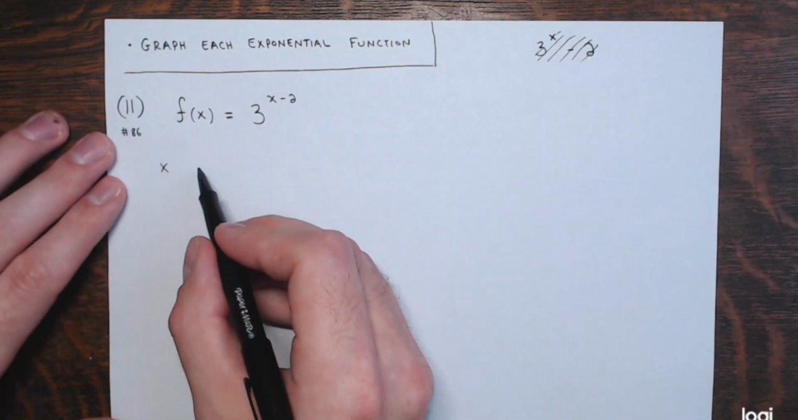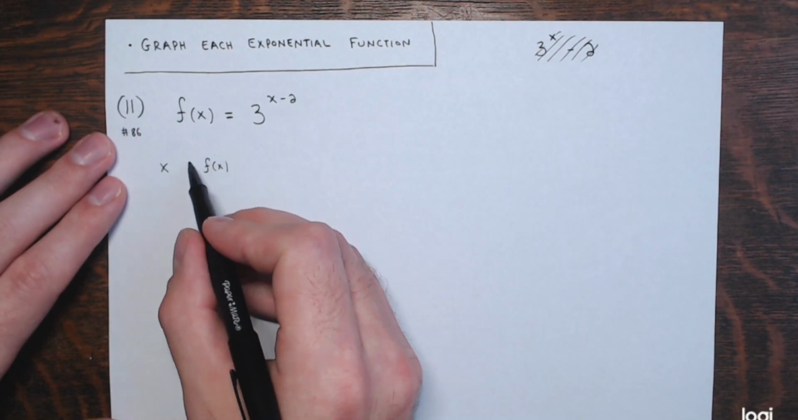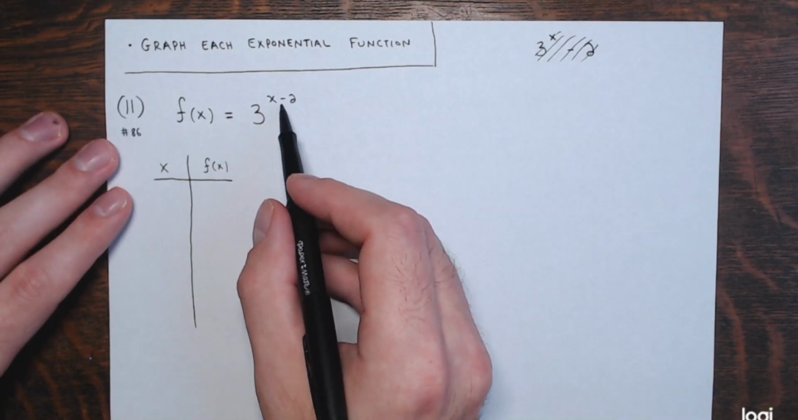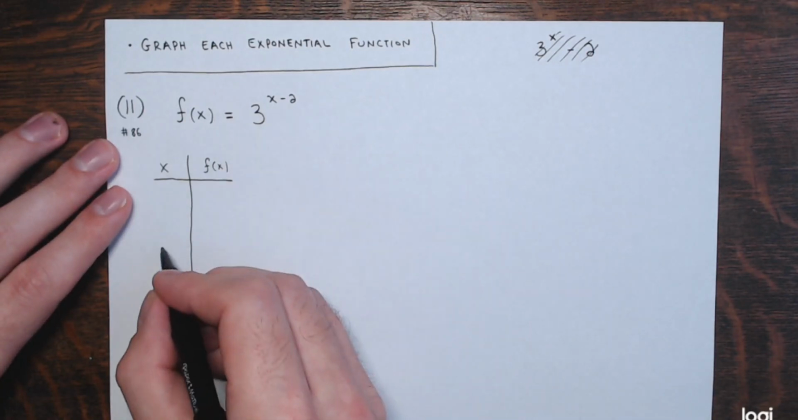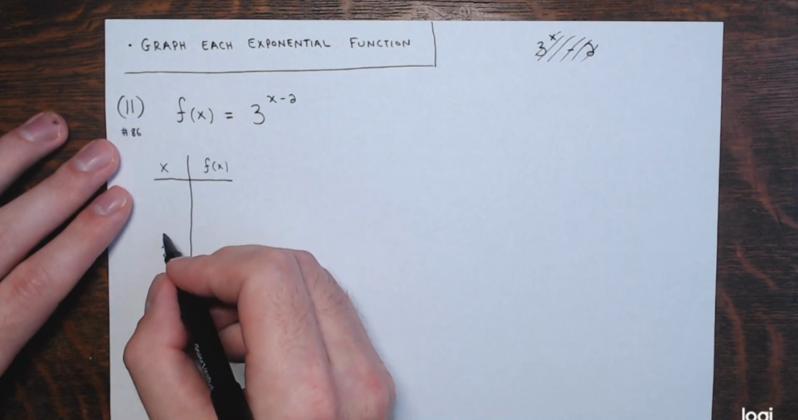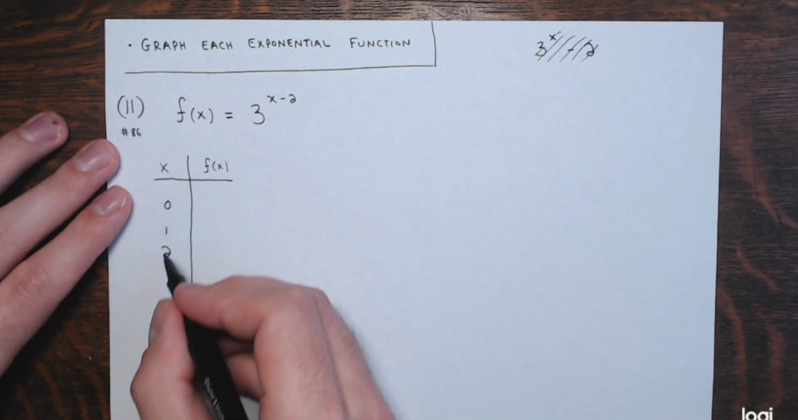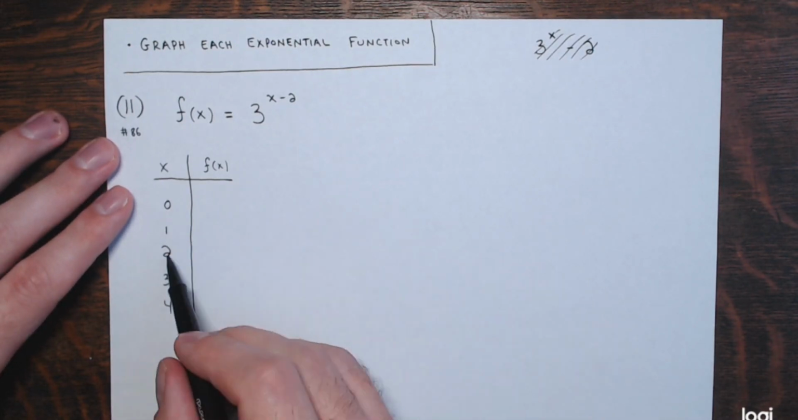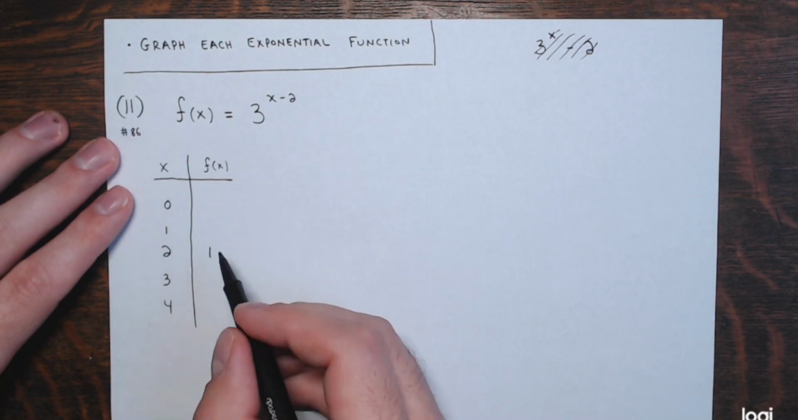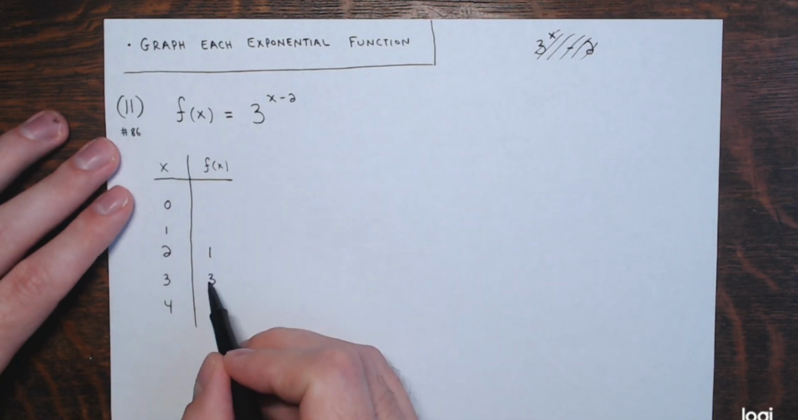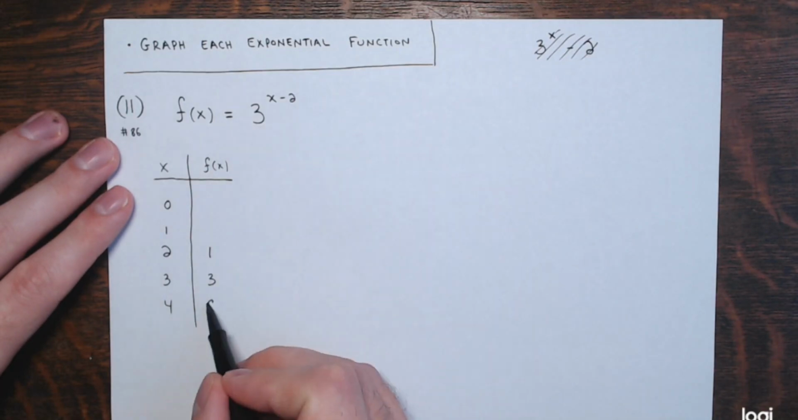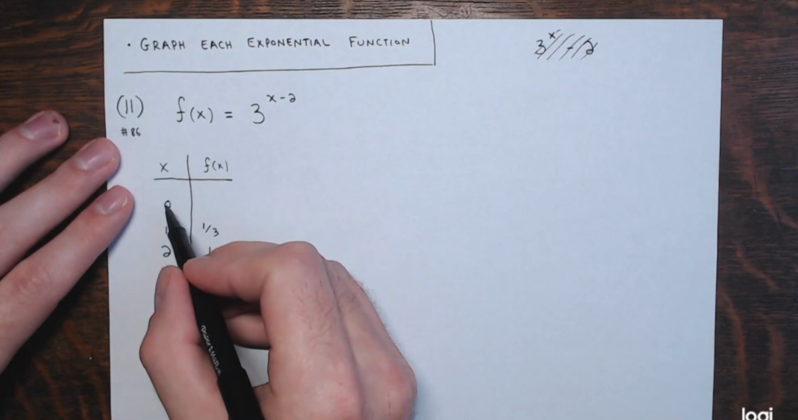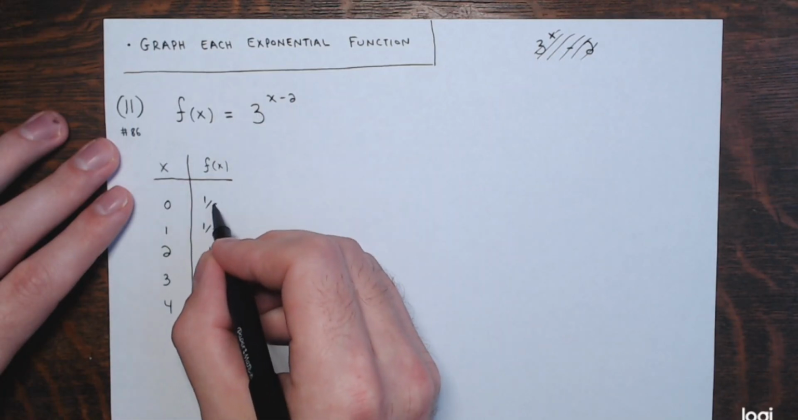I'm going to make a little table, x, f of x. And as I mentioned before, I like to plug in a value of x that makes the power 0. So that'd be x equals 2. I'm going to put that in the middle. And then just go back to 1 and 0, and then go forward 2 integers, 3 and 4. All right. If I plug in 2, 3 to the 0 is 1. Plug in 3, you get 3 to the 1, which is 3. Plug in 4, you get 3 squared, which is 9. Plug in 1, you get 3 to the -1, which is 1/3. Plug in 0, you get 3 to the -2, which is 1/9, and so on. Right?